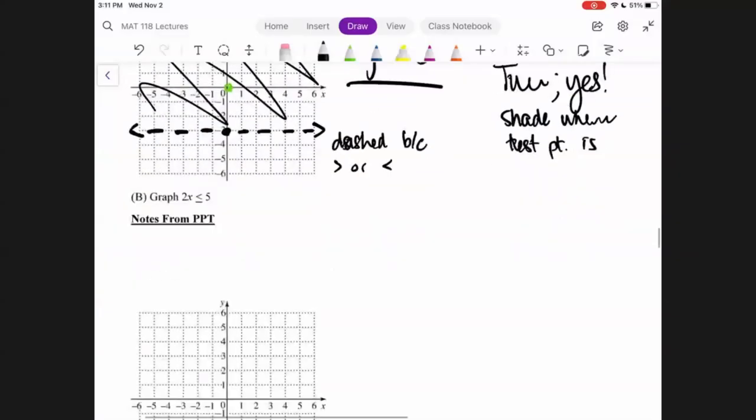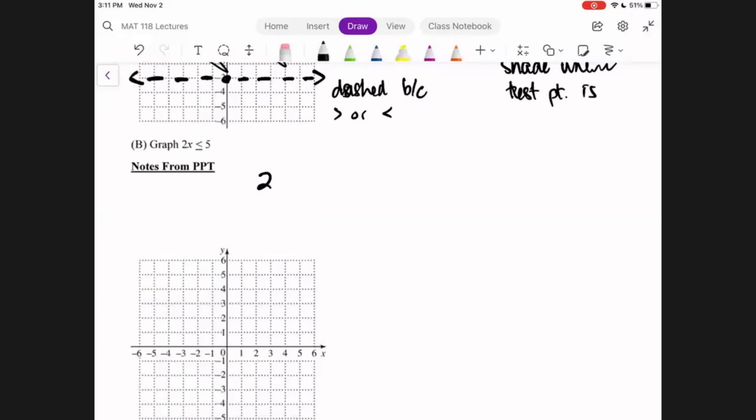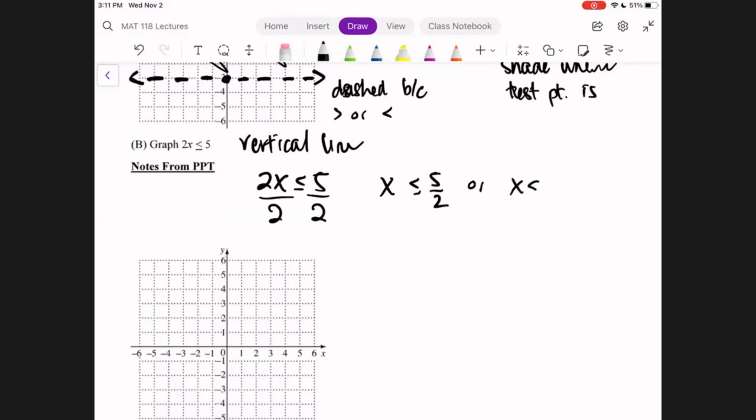So similar thing for B. If I want to graph 2x less than or equal to 5, you want to think I can't graph 2x, I need x, so this would be a vertical line here. So I need to solve for x. Divide by 2, divide by 2. The inequality will stay the same because remember, only when you divide by a negative number does the inequality flip. So I get x is less than or equal to 5/2, or you could say x is less than or equal to 2.5.